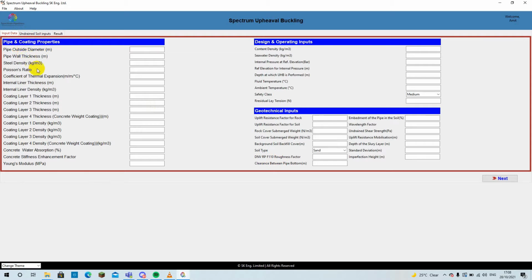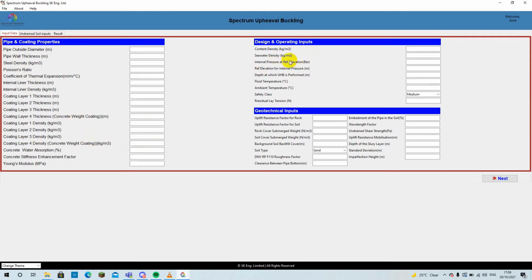This includes pipe material properties, such as the material density, Young's modulus of elasticity, the coefficient of thermal expansion, and Poisson's ratio. Concrete coating parameters such as concrete density and concrete coating thickness are also entered. Process parameters are then entered.